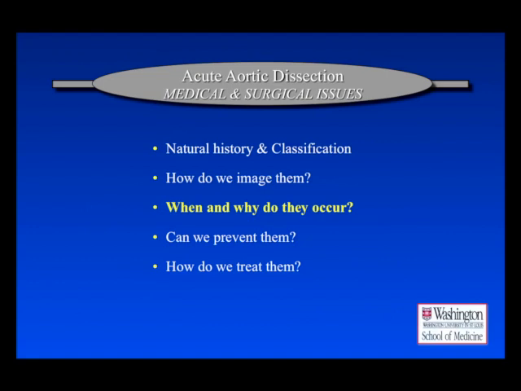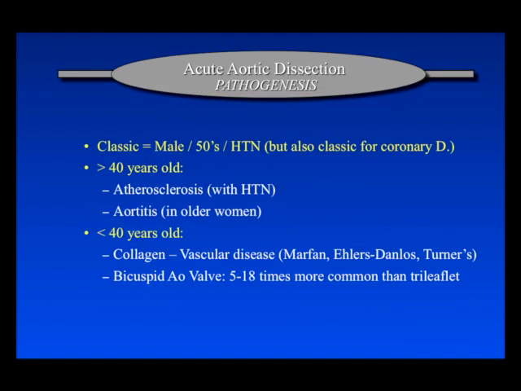When and why do dissections occur? The classic patient is a male in his 50s who's hypertensive, but remember that's also the classic description of a patient with a coronary syndrome. Patients who are greater than 40 years old most often have atherosclerosis with hypertension or aortitis in older women. Patients who are less than 40 years old generally have a collagen vascular disease or a bicuspid aortic valve, in which case patients have a 5 to 18 times more common incidence of aortic dissection than with a tri-leaflet valve.